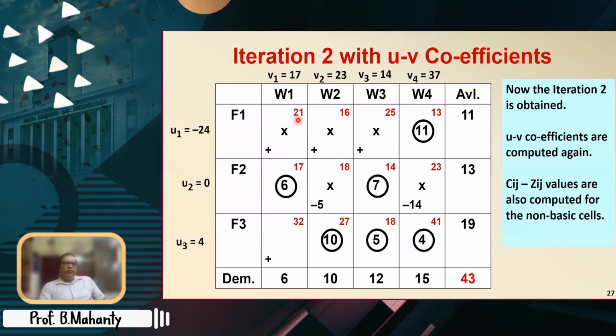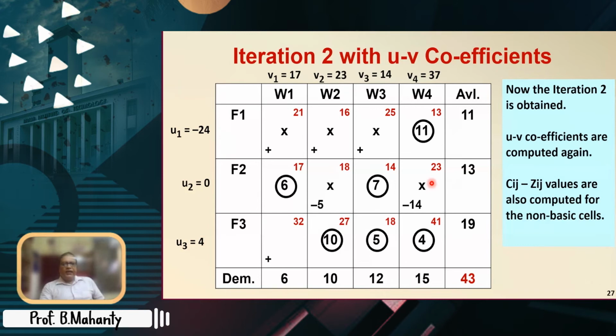So this one is 21 plus 24 minus 17, 16 plus 24 minus 23, 25 plus 24 minus 14, so all plus. This one is 18 minus 0 minus 23, so minus 5, and 23 minus 0 minus 37, minus 14. This one is 32 minus 4 minus 17, so plus. So look here, F2W4 is now the most attractive cell, and therefore some entry can be made there.